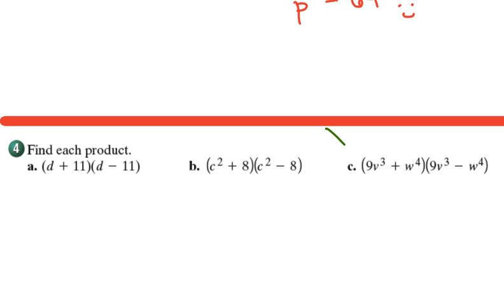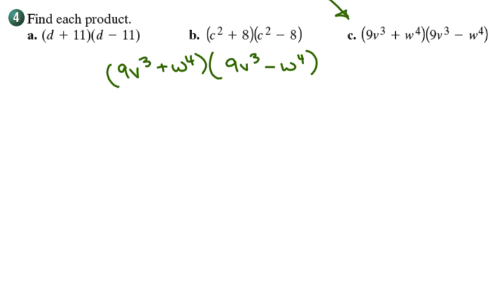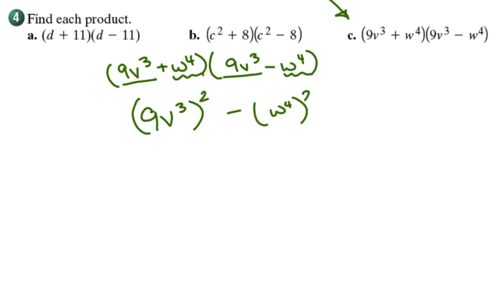Let's do C. C tends to be the one that everybody likes to jump on because they think it's going to be hard, but it's really not. It does recall using the stuff we learned in chapter 8 with the exponents, but that's just a necessary evil. Okay, so this and this are equal. W to the 4th and W to the 4th are equal, and then we have different signs, so difference of squares. So this is 9b cubed squared minus W to the 4th squared.